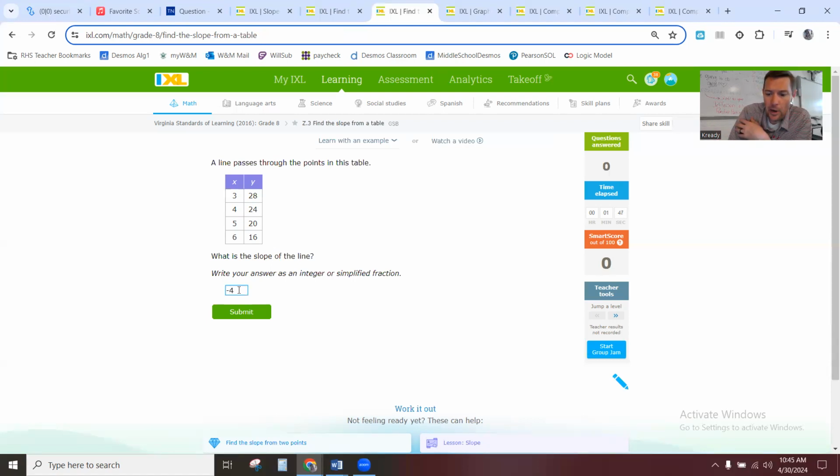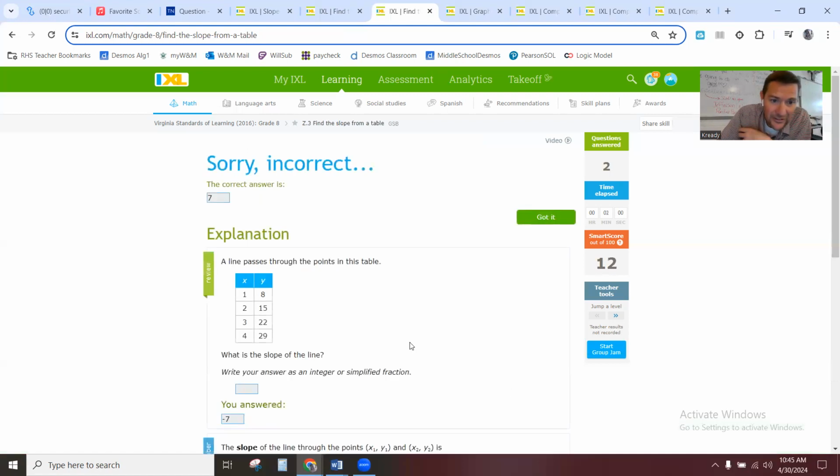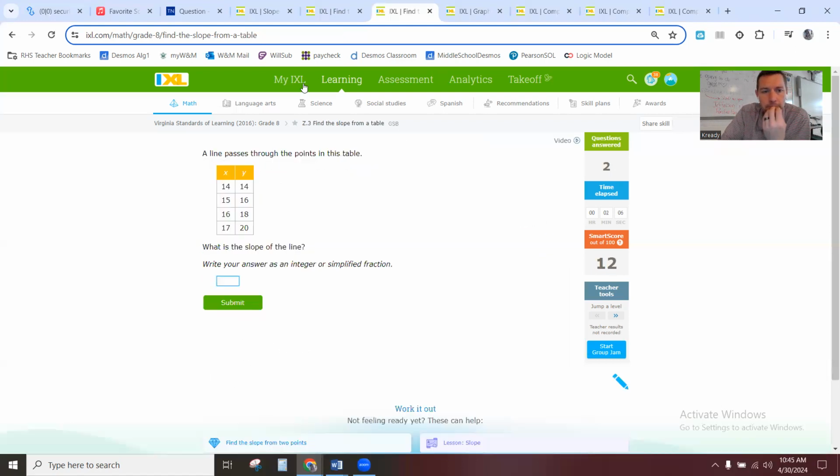This could be wrong, but I did not plot them. Okay, got it right because I'm a G. Here, I'm going to go up 7 over -1. Up 7 over -1, that's going to be -7. Plot them. Plot them.